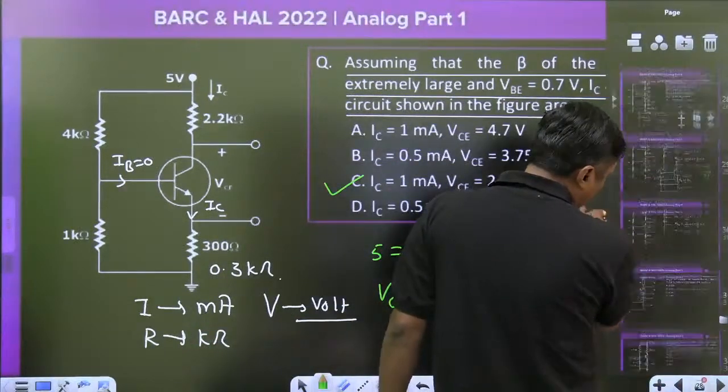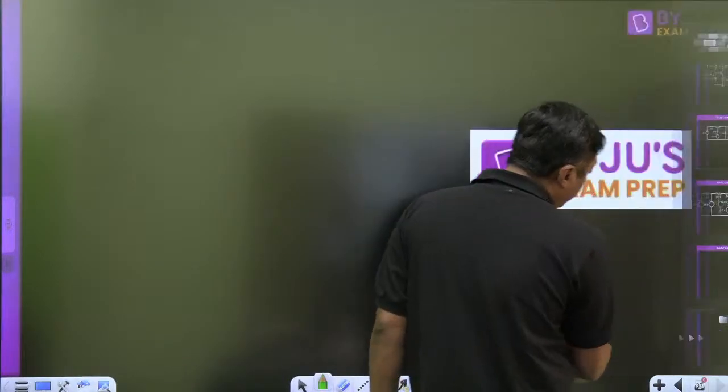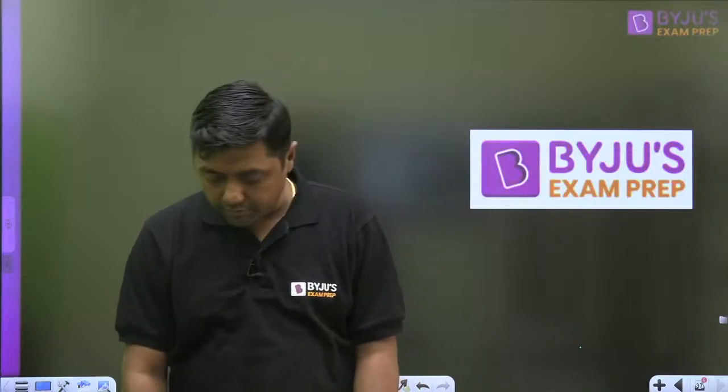Tomorrow we are going to discuss some important numericals on operational amplifier and MOSFET: DC analysis of the MOSFET, as well as AC analysis of the MOSFET, and some important numericals on current mirror circuit using the MOSFET.